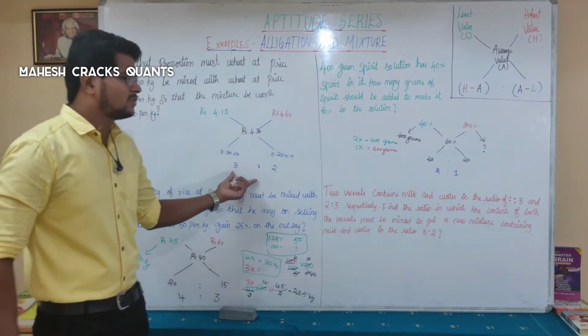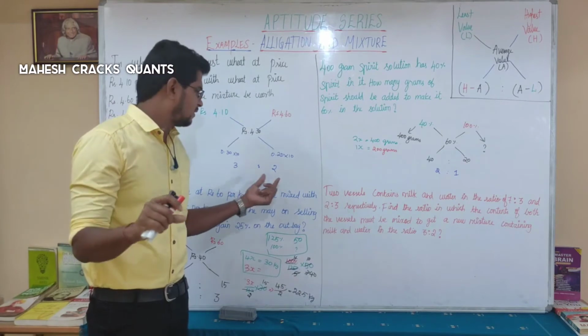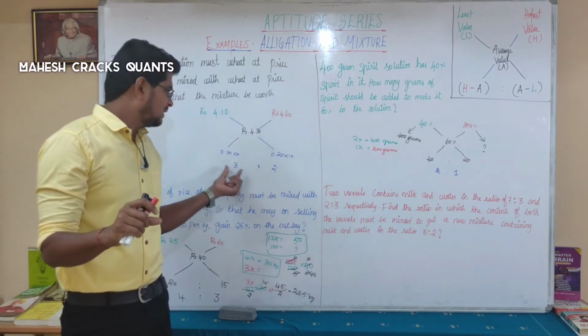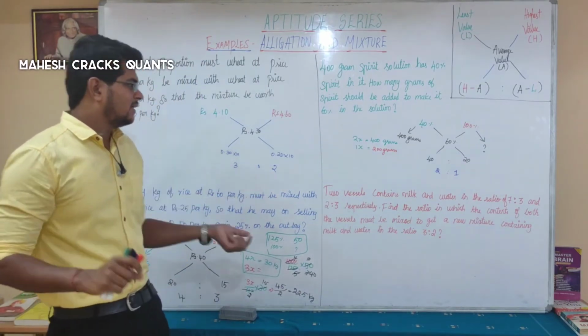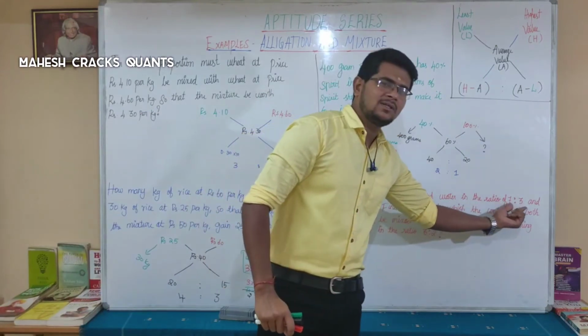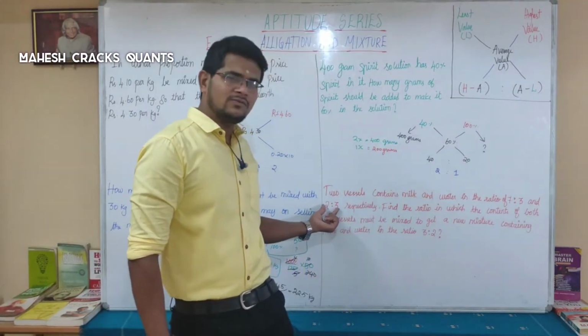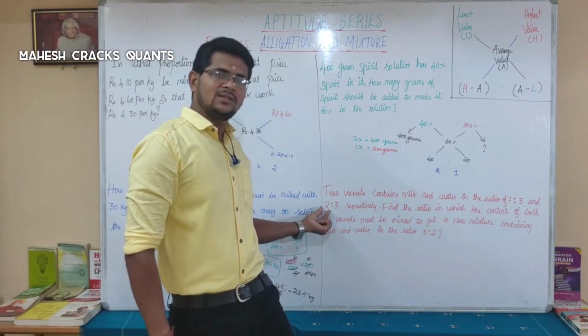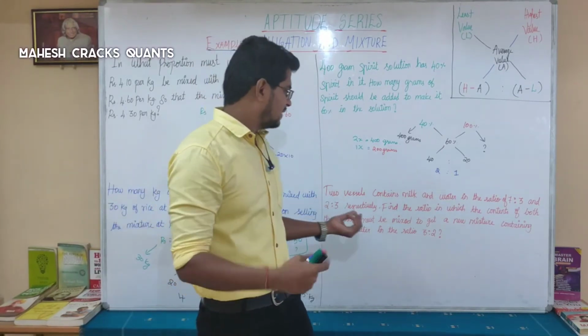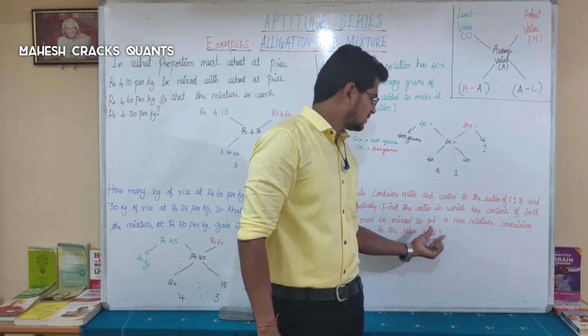What is the ratio? 3:2. 5 parts out there. Out of 5 parts, 3 parts are this one. Here, out of 10 parts, 7 parts are milk. Here, out of 5 parts, 2 parts are milk. Like that. Here, out of 5 parts, 3 parts are milk.